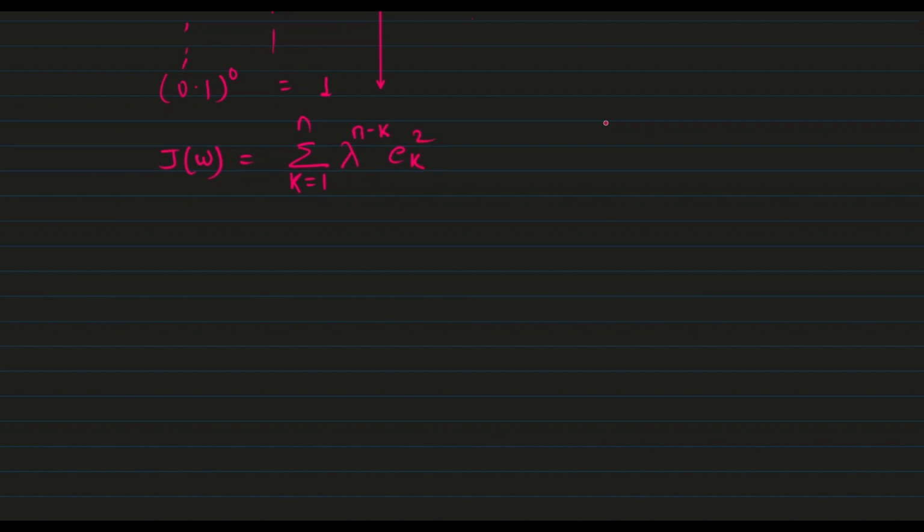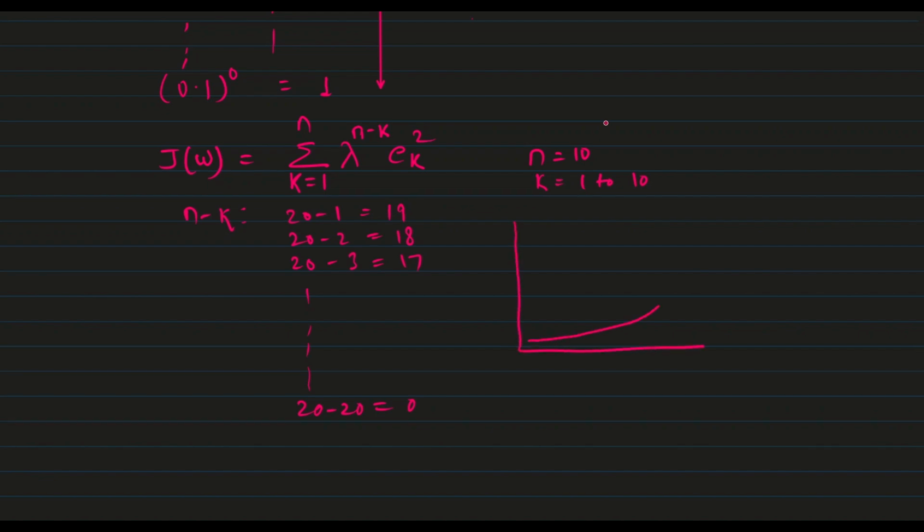And then we have this term ek square. So let's say n is equal to 20, and k is varying from 1 to n. So let's see what happens to n minus k. N minus k in the first go will be 20 minus 1, that is 19, then 20 minus 2, that is 18, 20 minus 3, that is 17, and so on and so forth until it is 20 minus 20, which is 0. So these are the powers that are being applied to this lambda, and hence this lambda will act like this. From a very small number, it will go up to 1.